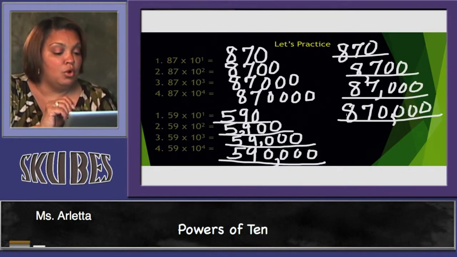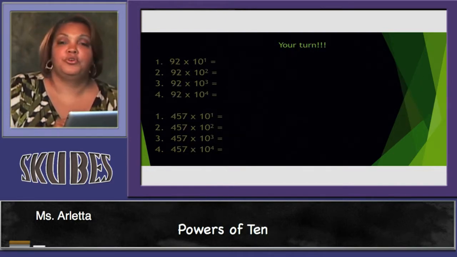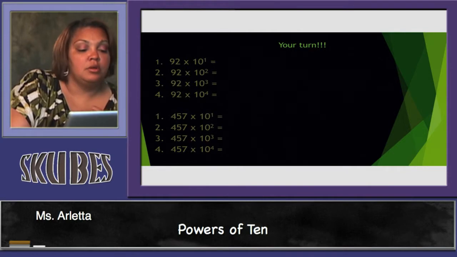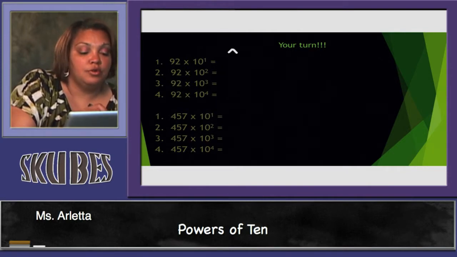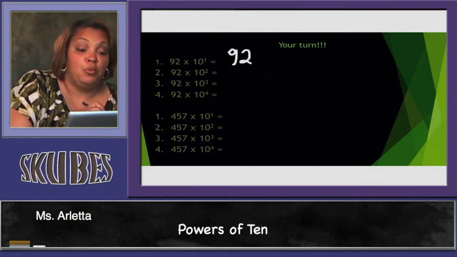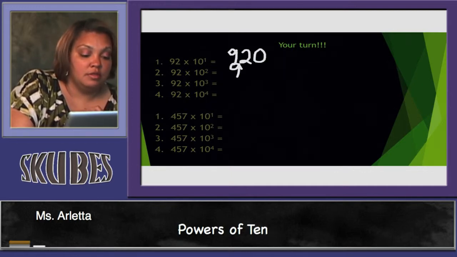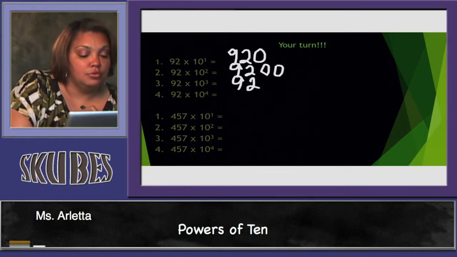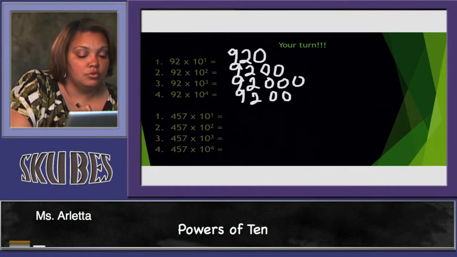Now we're going to use what we just practiced, and I want you to try. So I'm going to say your turn. Let's start with the number 92. The very first time you're going to add what? 1 zero. The next time you're starting with 92 again, and this time you're adding 2 zeros. The next time, 92, 3 zeros, and 92 with 4 zeros.